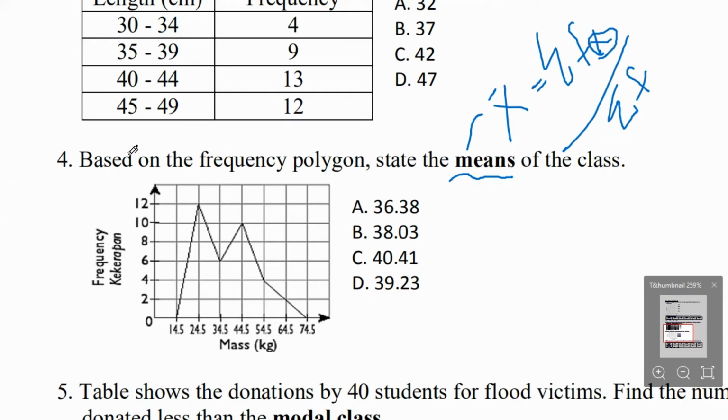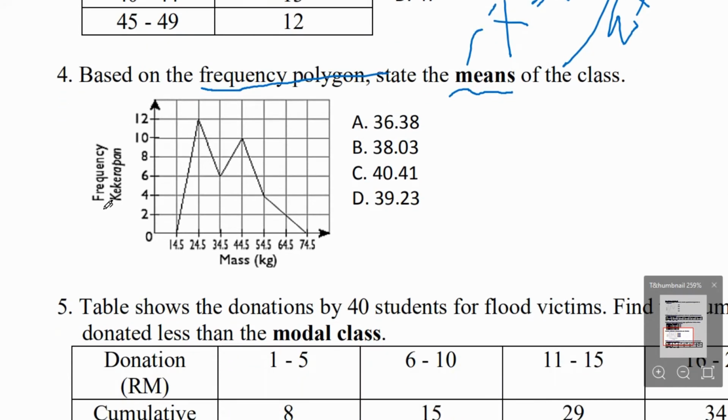Okay, so for question 4, we are given a frequency polygon. Frequency polygon is frequency against midpoint. So this 14.5, 24.5, 34.5 here, this is the midpoint. Okay, so how to find the mean?